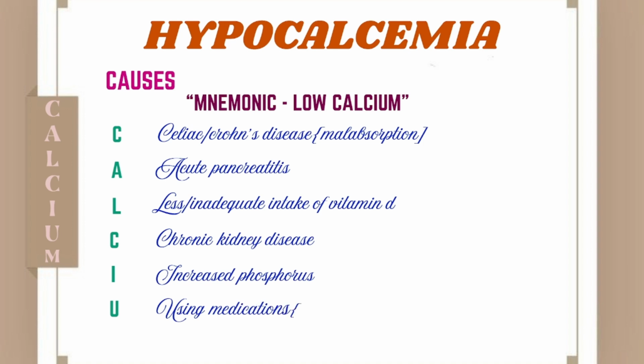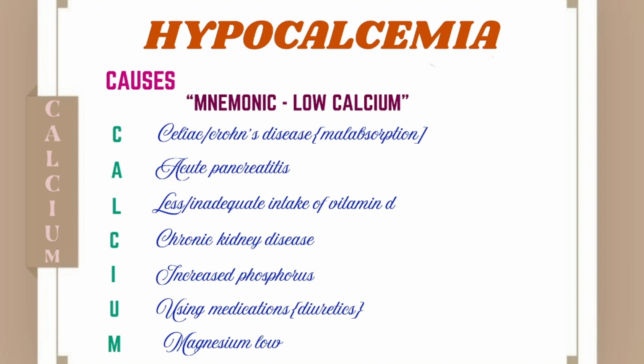U stands for using medication such as diuretics. Diuretics, like loop diuretics, increase calcium excretion, leading to decreased calcium in the body. M stands for magnesium low. Low magnesium will impair the parathyroid hormone release from the parathyroid gland, sorry. So if there is low magnesium, impaired parathyroid hormone release, which leads to hypocalcemia.